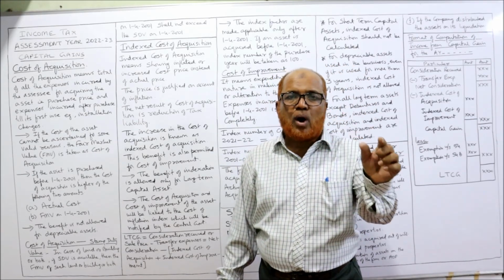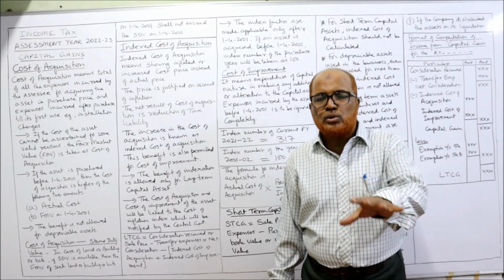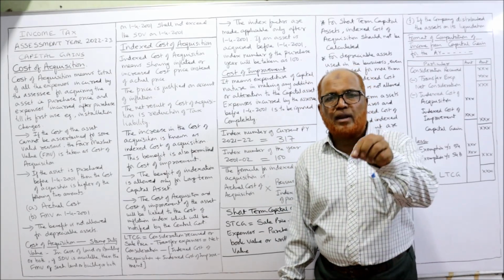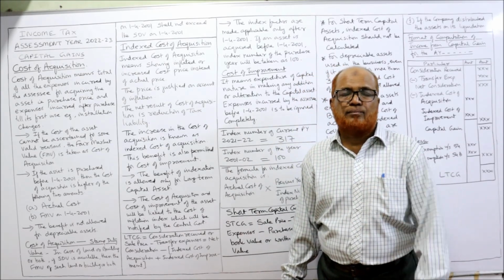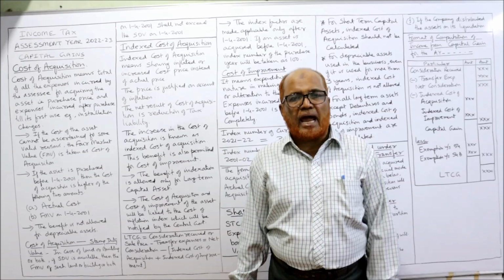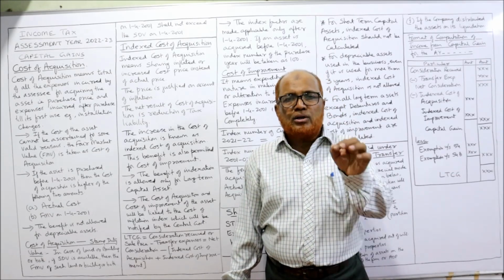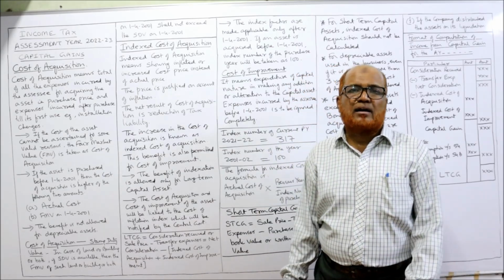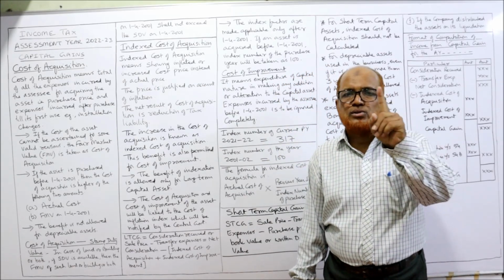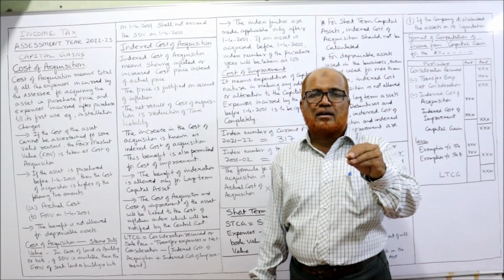Suppose the asset was acquired by the assessee before 1st April 2001. In that case, the income tax rule says the assessee can choose the higher of the following two: actual cost of the asset or fair market value on 1/4/2001, whichever is higher. Example, if a person has purchased a building for rupees 1 lakh in the year 1998, that means before 2001. So before 2001, he has purchased for 1 lakh. On 1/4/2001, the value of the building was 5 lakh. So the income tax rule says the assessee can choose the higher of the following two: actual cost of acquisition 1 lakh or the fair market value on 1/4/2001, 5 lakh. Whichever is higher, that can be chosen.